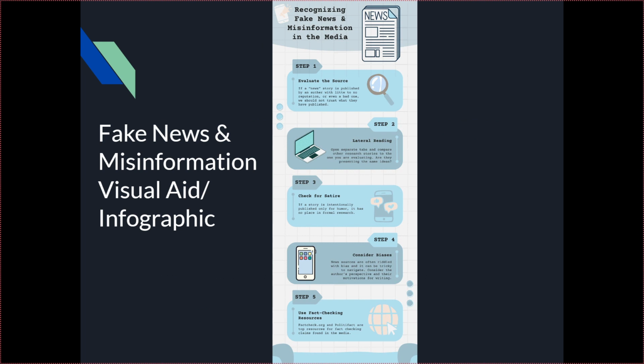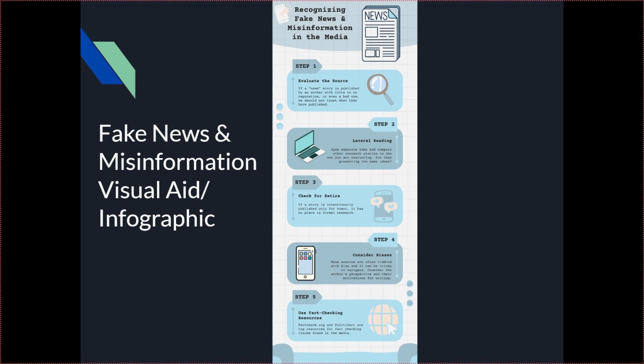This infographic that I created on fake news and misinformation describes the steps that students can take to easily evaluate their media information. Step 1 is to evaluate the source. If a news story is published by an author with little to no reputation, or even a bad one, we should not trust what they have published.